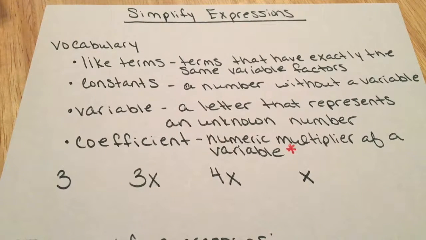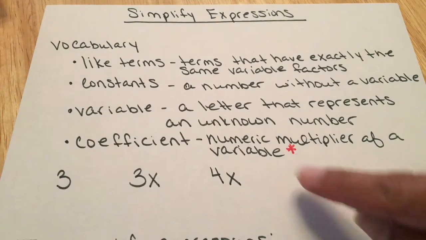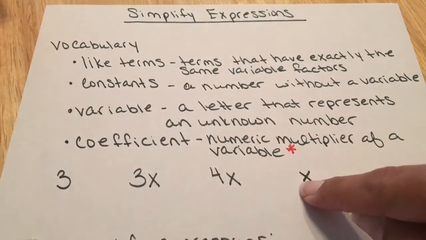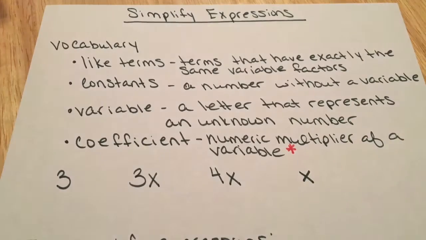The third word is going to be variable. It's a letter that represents an unknown number. So when we look at each of these x's, that letter is a variable.